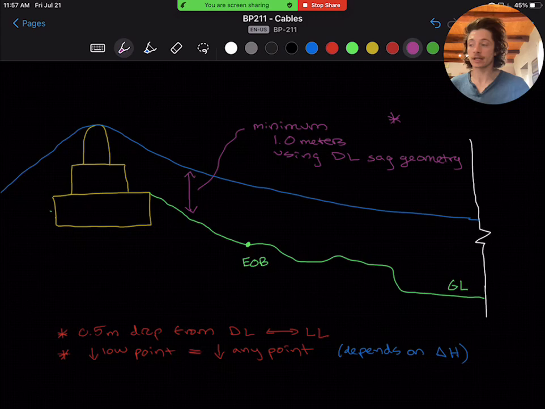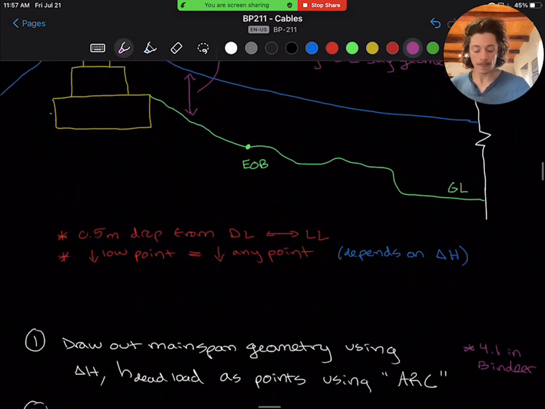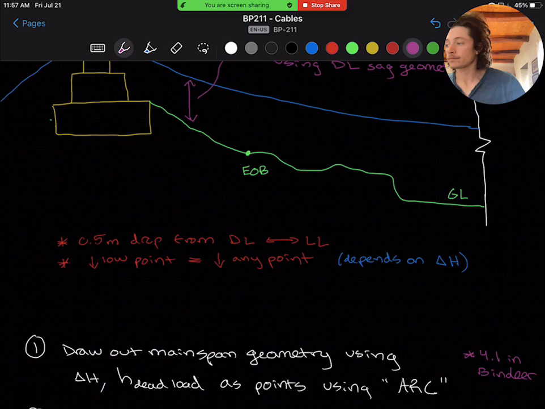So in order to measure cable clearance, we first want to draw out the two limiting cable conditions in AutoCAD, using the main span geometry equations from Section 4.1 of the EIA Bridge Binder Volume 2 for design. I recommend using the arc command between the walkway saddles and the low point of the cable to draw out the cable. And from here, you can measure the cable clearance along the ground slope at critical points for both the design sag, which should be greater than 1.0 meters at all points, and the live load sag, which should be greater than half a meter at all points.